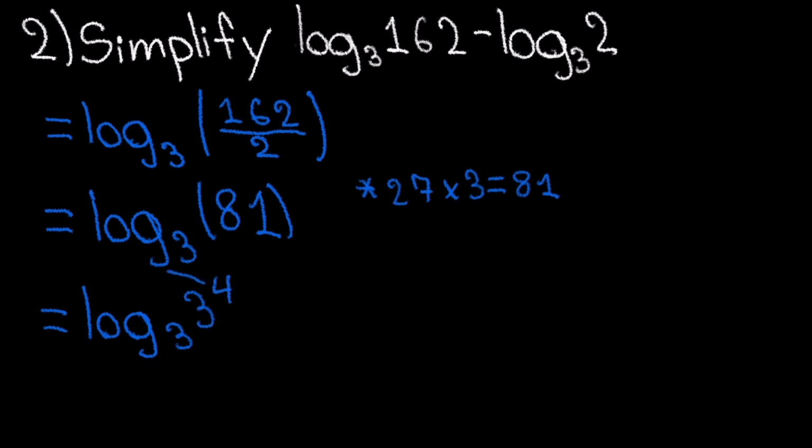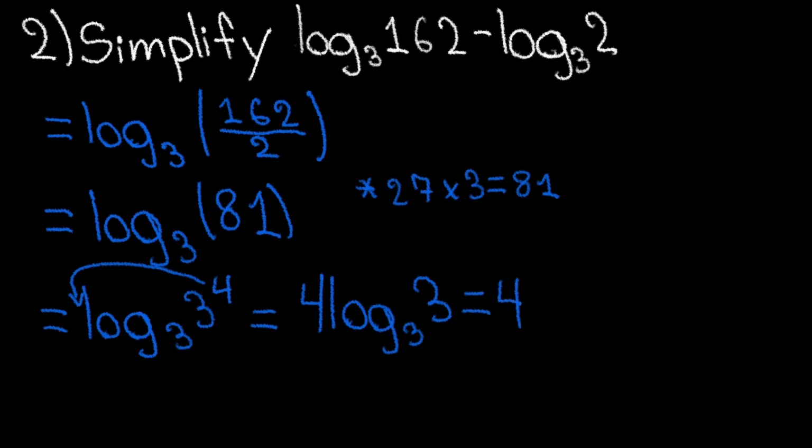Using this rule, we will bring the exponent to the front of the logarithm, so it will be multiplied by it. Additionally, our logarithm will be equal to 1. This is because its base is equal to its argument. This will leave us with 4 times 1, which is simply 4. And that will be our final answer.